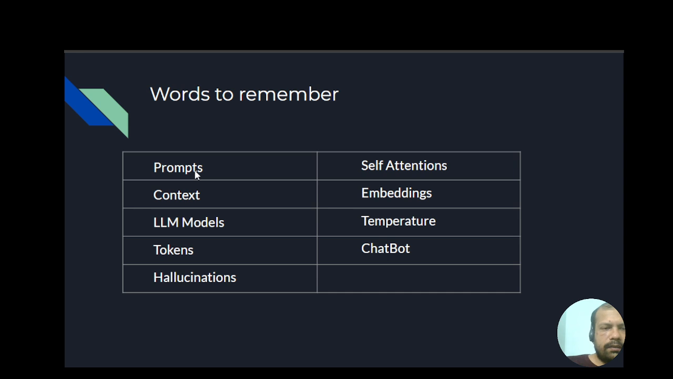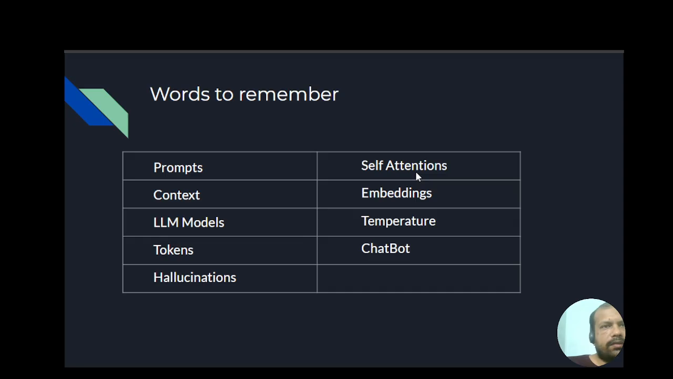One is prompts, which we discussed. Context is the scenario in which you are asking the question. LLM models, now you know. Tokens: the prompt or instruction you send gets converted into tokens, and then those tokens are converted into numbers, a numerical representation. So tokens are the basic building blocks on which an LLM works; the basic unit an LLM understands is a token. Hallucinations, you already know. Self attention, you know it.